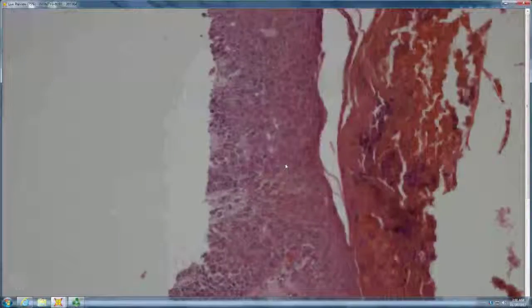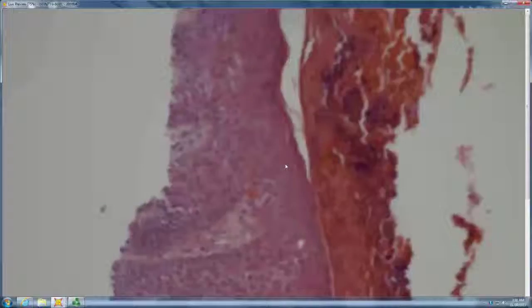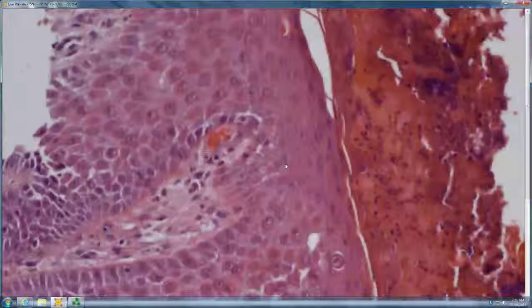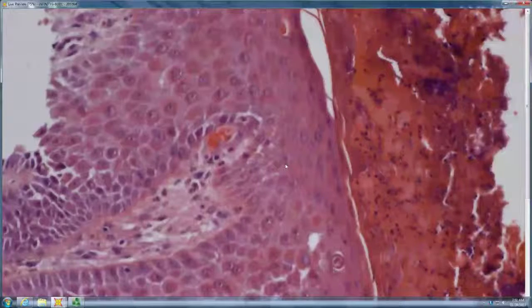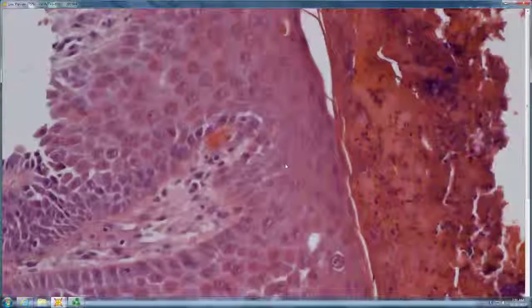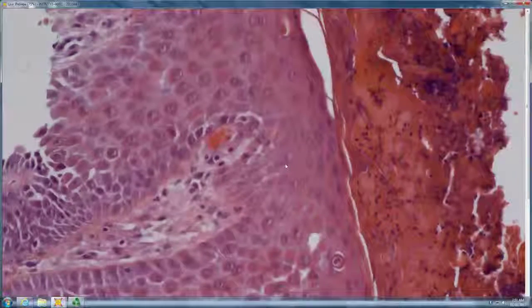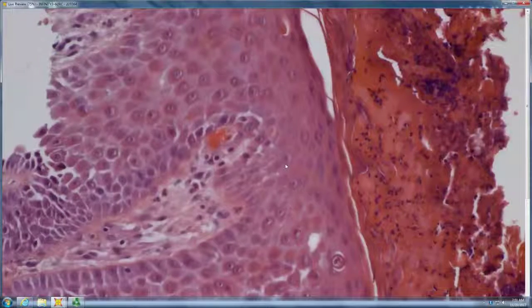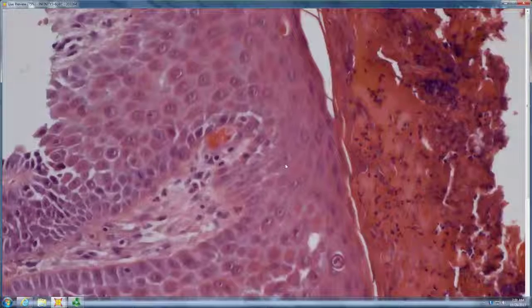There is some acanthosis, acantholysis. So acantholysis, you can say acantholysis, but most people say acantholysis. I don't think either one is wrong. I say both sometimes. It just depends where my tongue is. What most of the other kids say is acantholysis.